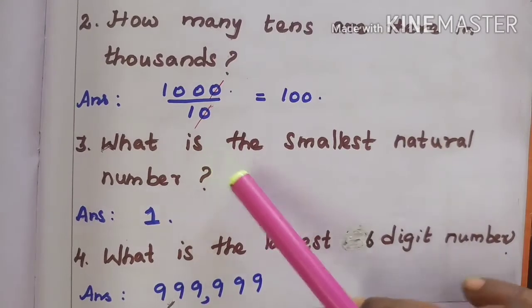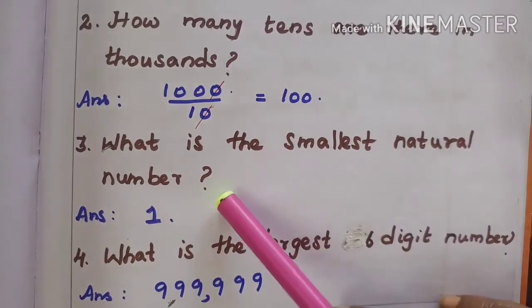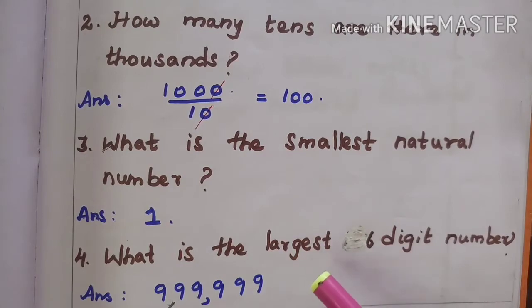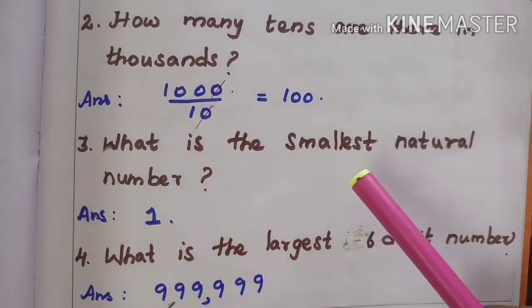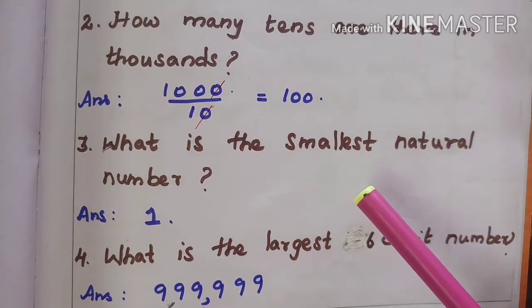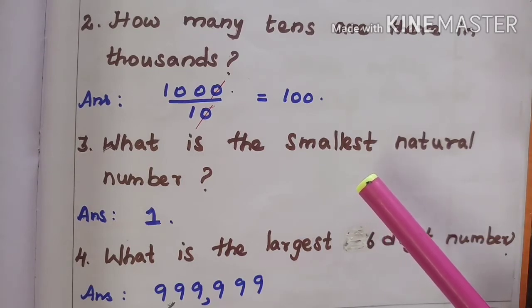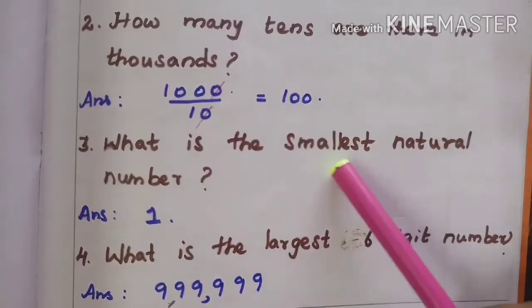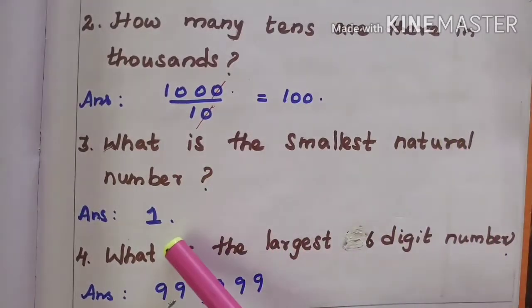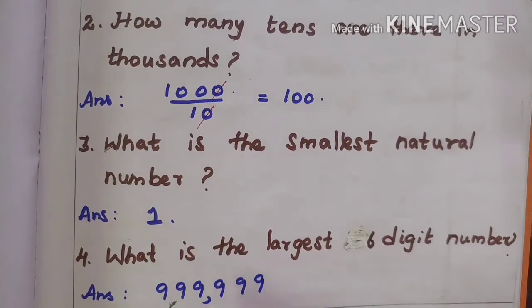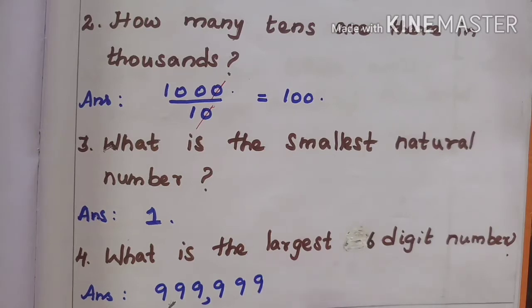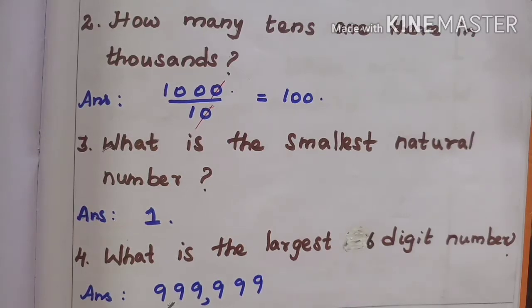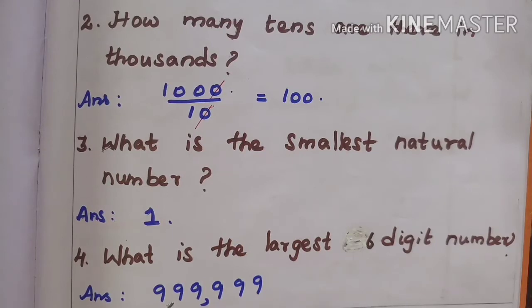Third question, what is the smallest natural number? What do you mean by natural number? In the last class we learned, isn't it? The set of counting numbers 1, 2, 3, etc. are called natural numbers. And here, what is the smallest natural number? That is 1. Okay. What do you mean by whole numbers? Yes, along with the natural numbers, when 0 is included, we will be getting the whole numbers. And what is the smallest whole number? 0. So, these are the things we learnt in the last class, isn't it?